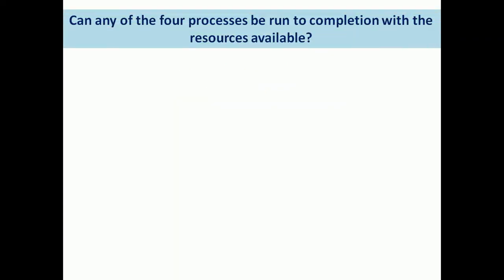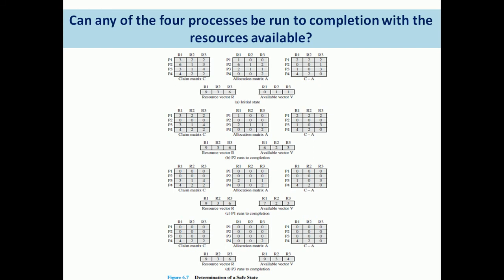To determine whether the system is in a safe state, we have to identify the further thing: can any of the 4 processes be run to completion with the resources available? No, it is not possible. Still, to complete, we need to allocate many more resources. So once they are allocated, then only can we complete the execution for the process P2. It's not for all the processes.